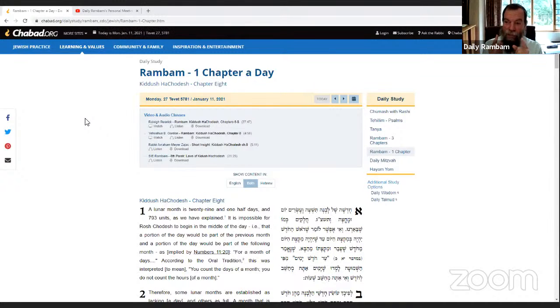So 354 is the average, but occasionally you get the exception of a 353 day or a 355 day Hebrew calendar year. Of course, if it's a leap year, then you have to add 29 or 30 days. So 354 plus 30 is 384, but sometimes it could be 383 or 385 in a leap year as well.